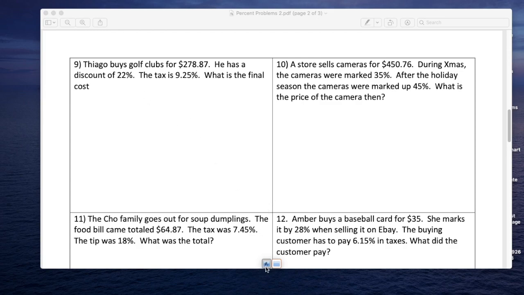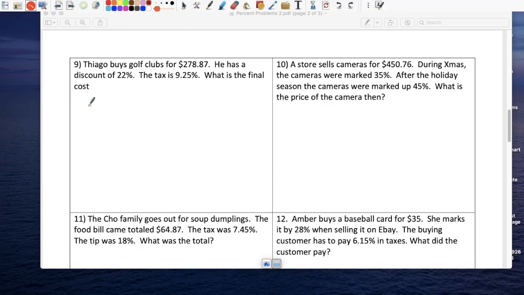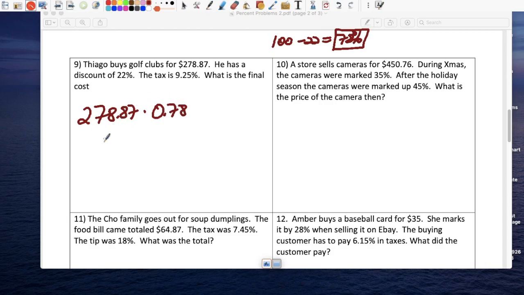Okay. Tiago buys golf clubs. There's a discount and a tax. So again, let's do this the quick way. 278.87. If you have a discount of 22%, you're no longer responsible for 100% of 278.87. So what are we responsible for? Well, 100% minus 22 is going to leave us with 78%. That's what I'm responsible for. So I've got to pay for 78% of this value. After I multiply these two, I'm going to get my new discounted price.